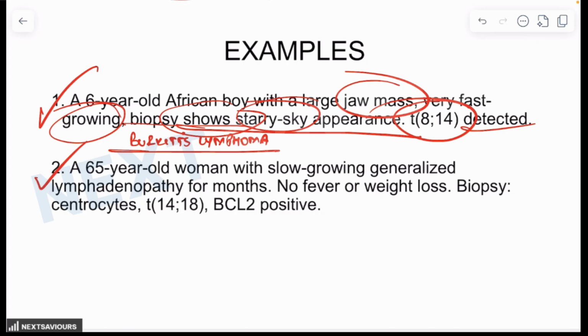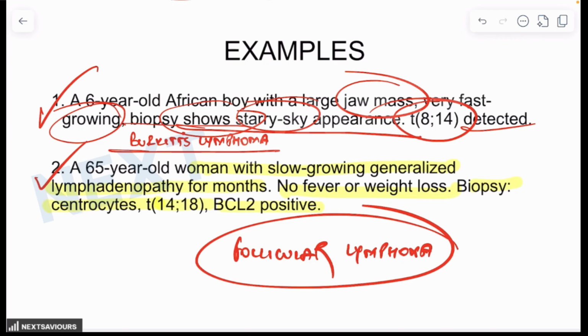Next is a 65-year-old woman with slowly growing generalized lymphadenopathy for months. That means age 65, that means elderly. Slowly growing generalized lymphadenopathy for months, no fever or weight loss. Biopsy shows centrocytes, and there is involvement of T14;18 with BCL2 positivity. The answer for that question is follicular lymphoma, right? So whenever there is a slow growing tumor in an elderly patient, along with T14;18 cytogenetic translocation, then think of follicular lymphomas.